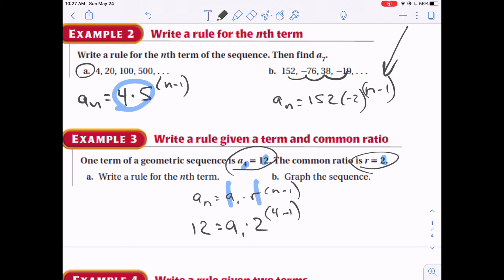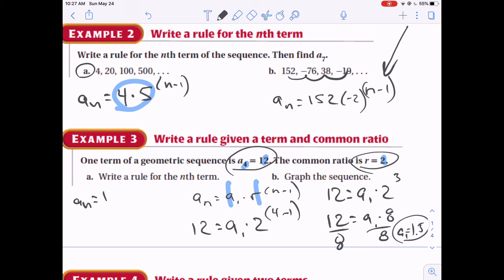So I'll go over here. 12 equals A1 times 2 to the third power. Well, you know that by now. It's 8. So 12 equals A1 times 8. Divide by 8. A1 is 1.5. Now you got to write the rule, folks. It's going to be a sub n equals 1.5 times 2 to the n minus 1. There's your rule for that. Again, every time you need to make sure you have your A1 and your r. And that's how that works.